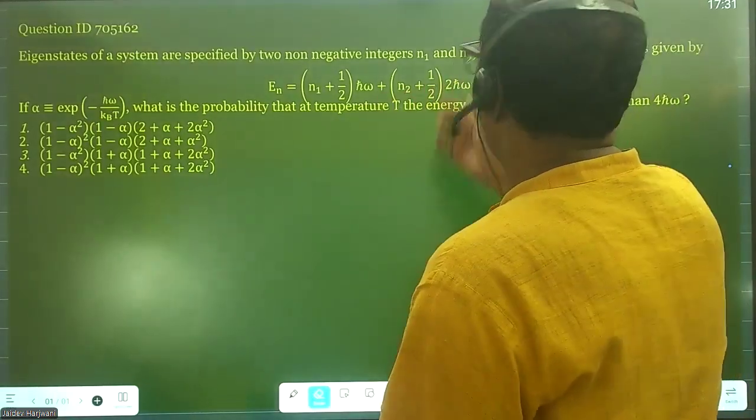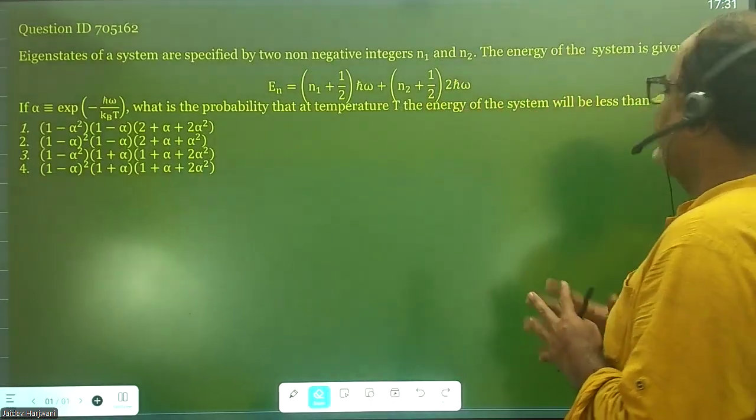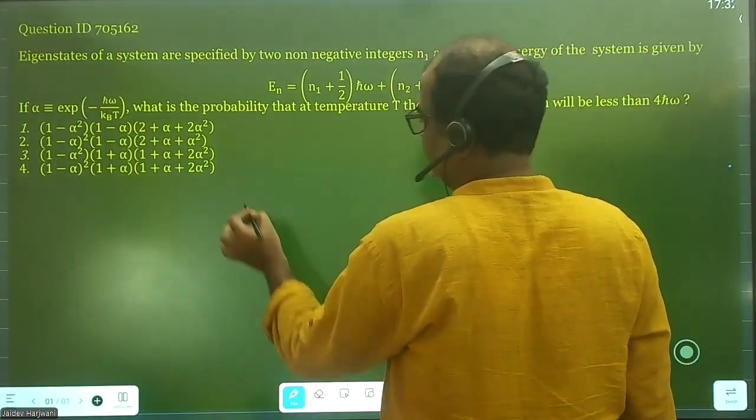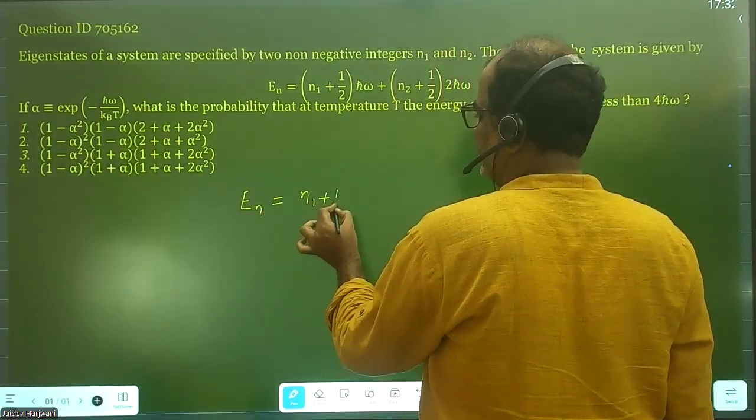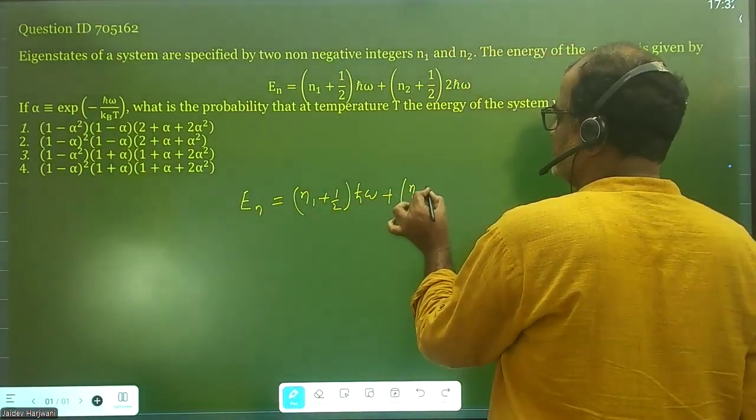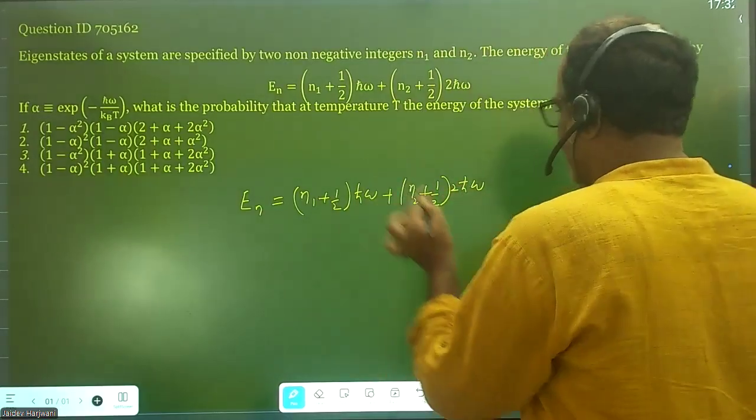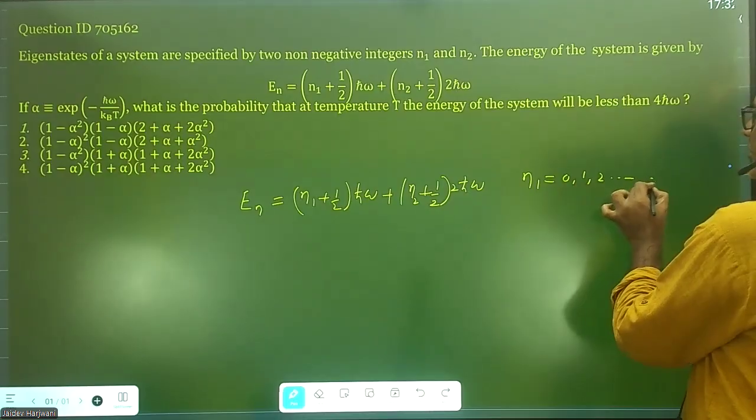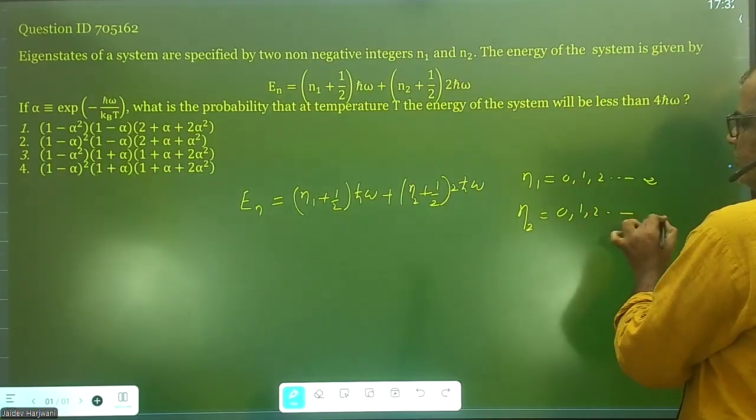You have a harmonic oscillator given. The question asks: what is the probability that at temperature T, the energy of the system will be less than 4 ħω? We know this is a harmonic oscillator, with energy E_n = (n1 + 1/2)ħω + (n2 + 1/2)2ħω. Here n1 can go from 0, 1, 2 to infinity. Similarly, n2 can go from 0, 1, 2 to infinity.